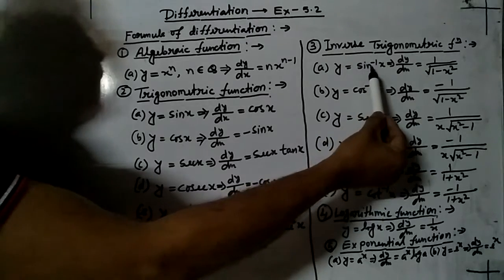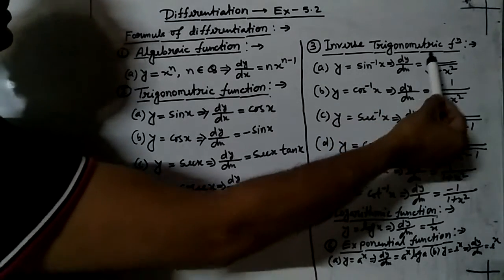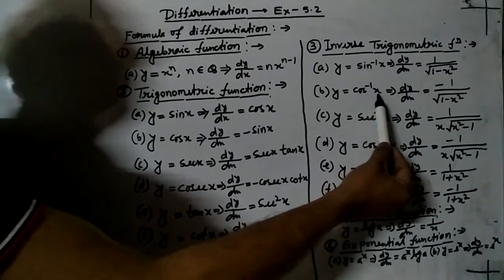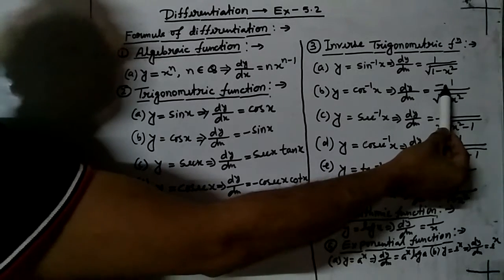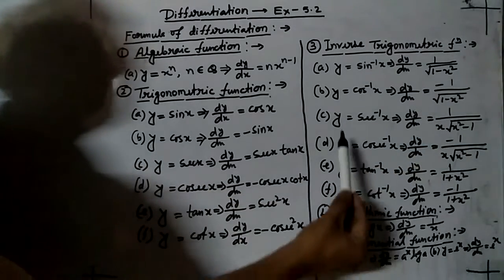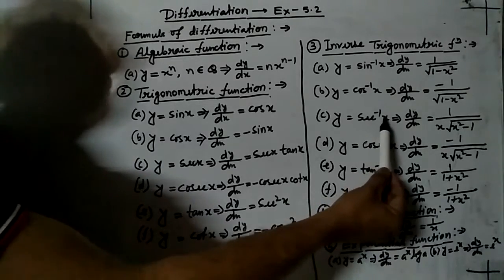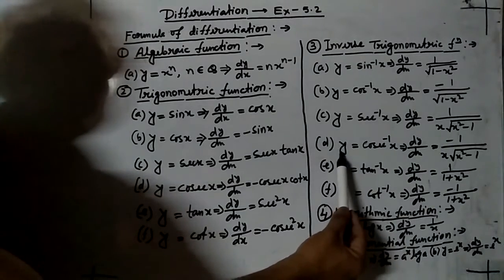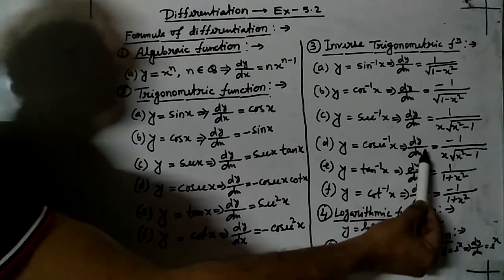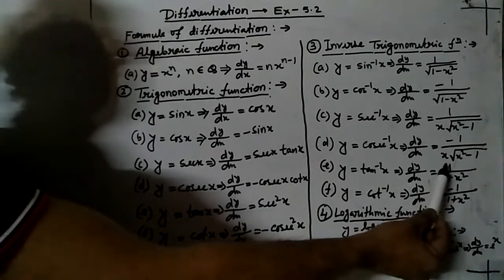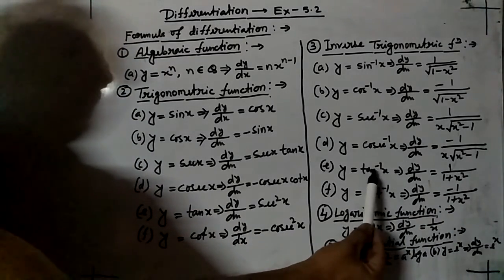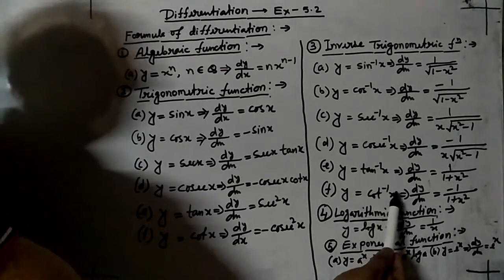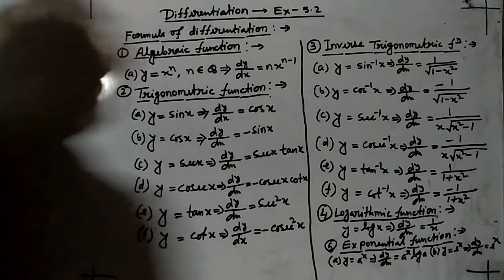If y equals sine inverse x, then dy by dx equals 1 divided by root over 1 minus x square. If y equals cos inverse x, then dy by dx equals minus 1 divided by root over 1 minus x square. If y equals sec inverse x, then dy by dx equals 1 divided by x root over x square minus 1. If y equals cosec inverse x, then dy by dx equals minus 1 divided by x root over x square minus 1. If y equals tan inverse x, then dy by dx equals 1 by 1 plus x square. If y equals cot inverse x, then dy by dx equals minus 1 divided by 1 plus x square.